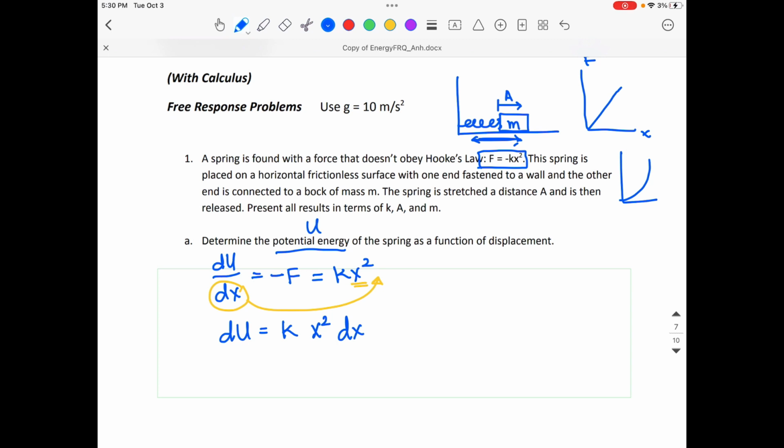Now I left a space here because I know that I'm going to have to take the integral of both sides because I have dU and dx in there. And so I take the integral and I made some space because the k is a constant and I can leave constants out of the integral. And then from there I can solve the antiderivative of dU is U. K is just a constant. The integral of x squared is x cubed over 3. And then that is my function for the spring energy.